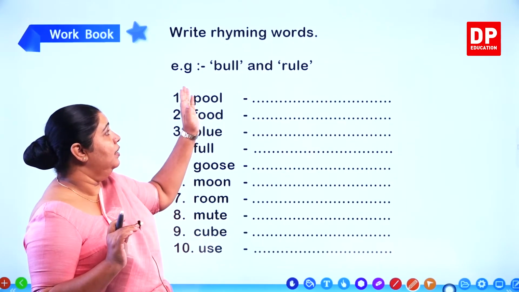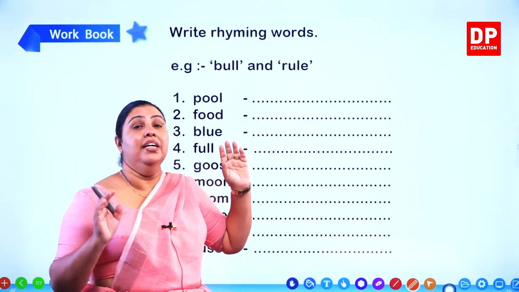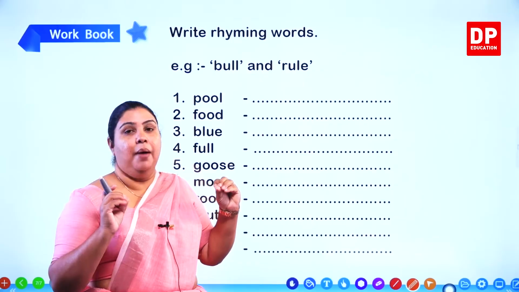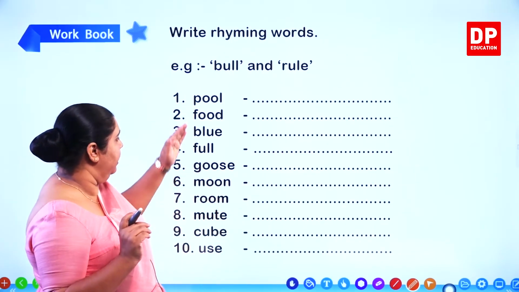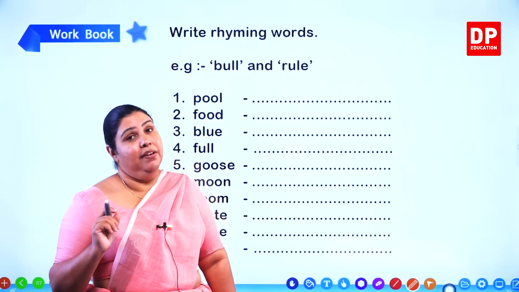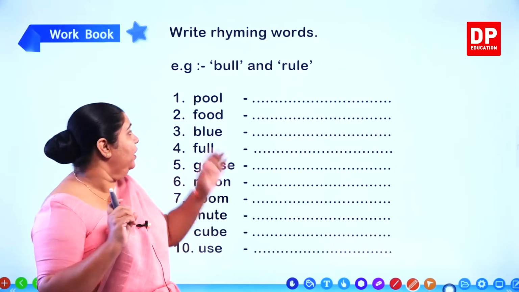Bull, rule. Bull and rule. They have the short oo sound. අපිට ඒ විදිහට ඇහෙන rhyming words ටිකක් පුතාලට teacher මෙන්න මේ විදිහට කියලා දෙනවා පුතාලට ලේසි වෙන්න. We are going to find rhyming words for these words.